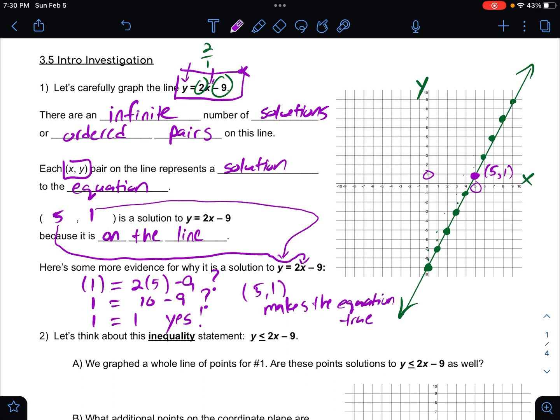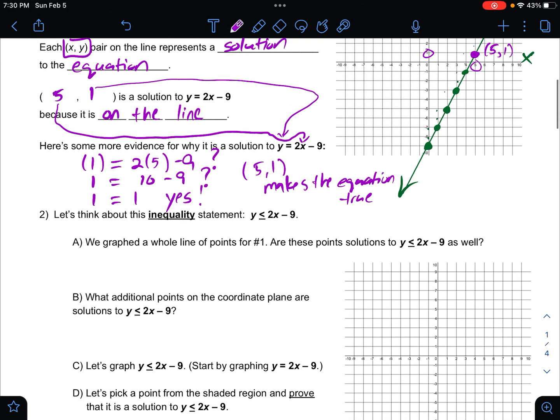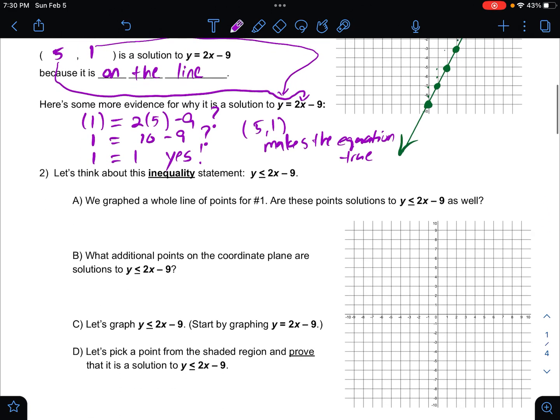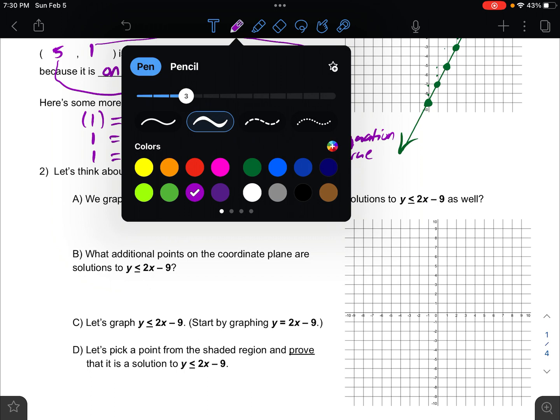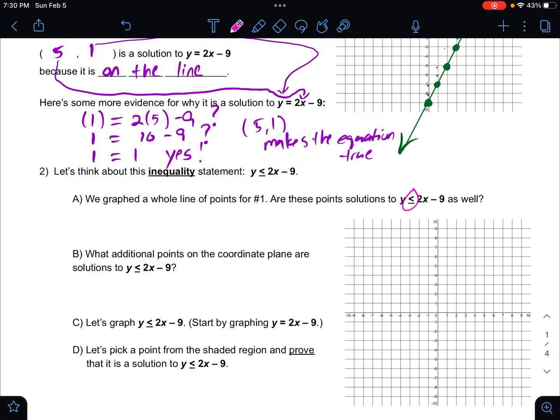We've talked about this before. We're showing more evidence of that. This is a review. But now let's go ahead and think about what that would mean for an inequality. All right, so inequality, notice we've changed the equal sign into a less than or equal sign. So we graphed a whole line of points in number 1. It's really the same equation here, same inequality type of situation.